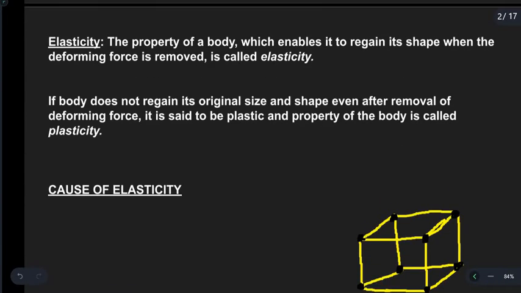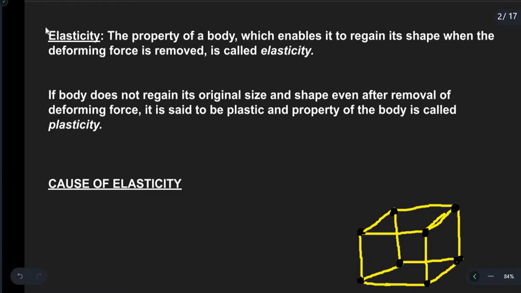So you can see, elasticity: the property of a body which enables it to regain its shape when the deforming force is removed. जैसा कि मैंने कहा आपको कि आप डिफॉर्मिंग फोर्स को रिमूव कर दो, आपका बॉडी अगर आपके जैसा उसके प्रीवियस शेप एंड साइज, ओरिजिनल शेप एंड साइज था, अगर आ जाए, then that bodies are called elastic bodies and the phenomenon is called elasticity, okay.